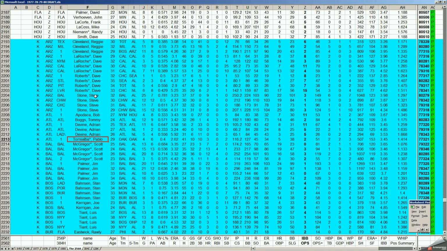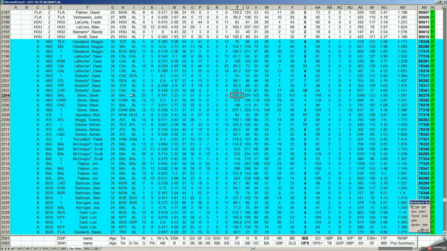Real quickly, as I page up to Steve Stone, who was let go, and Arizona wound up with him. Sure enough, his first year, his lowest WHIP year, coincides with his best year, where he was a 25-game winner with a 3.23 ERA.